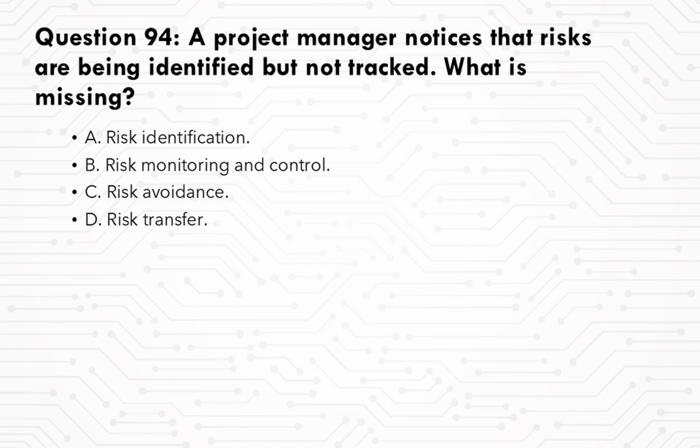Question 94. A project manager notices that risks are being identified but not tracked. What is missing? A. Risk identification. B. Risk monitoring and control. C. Risk avoidance. D. Risk transfer. Answer: B. Tracking is part of monitoring and control.